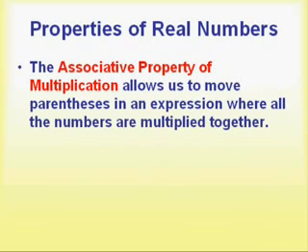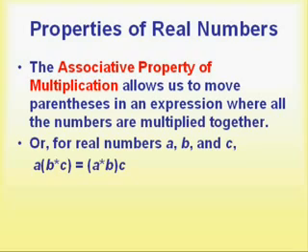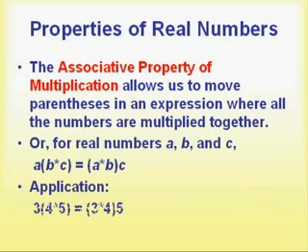The associative property of multiplication allows us to move parentheses in an expression where all the numbers are multiplied together. For real numbers a, b, and c, (a times b) times c is equal to a times (b times c). Applying this with numbers, we see that (3 times 4) times 5 is the same as 3 times (4 times 5). You can use your calculator to verify this.